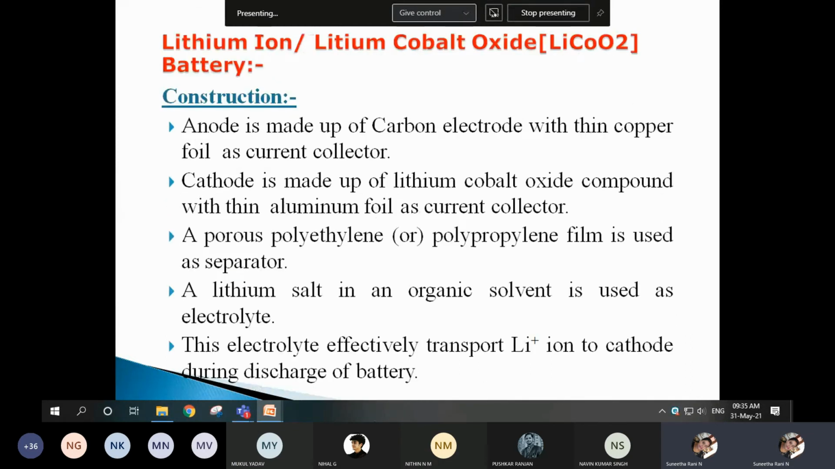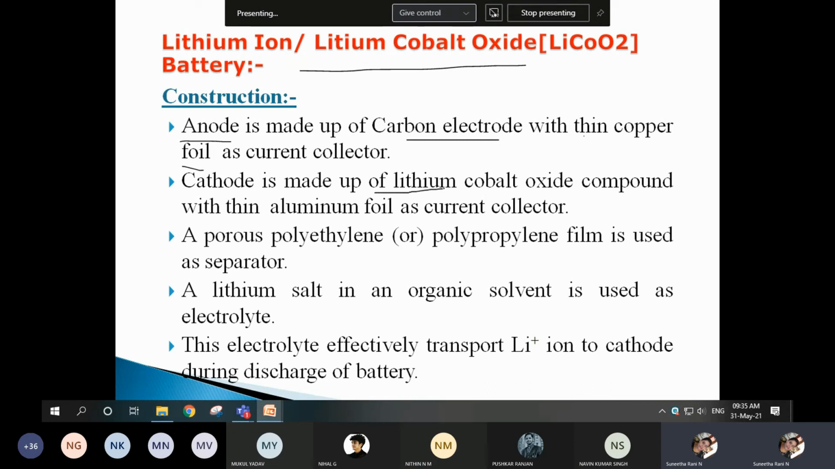We'll see how it is being constructed. When it comes to the construction of the lithium cobalt oxide battery, the anode is made up of a carbon electrode with a thin coat of copper foil. The thin layer of copper foil is used as a current collector. So here the carbon electrode is used as the anode. You can write: anode is carbon electrode.